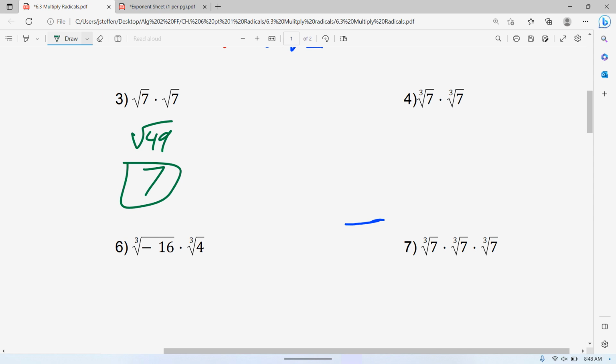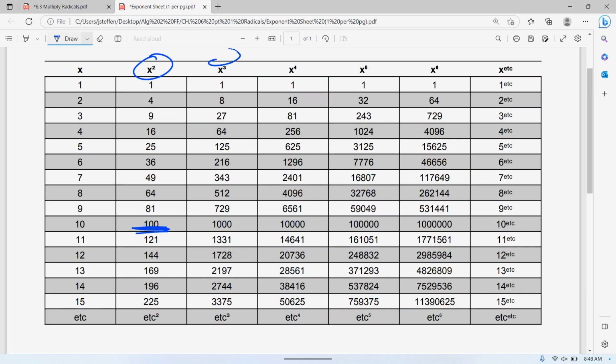Moving on to number 4. This one's a little bit different, and this is one of the reasons why I tell you guys to show your work, is because with number 4, people see this and say just 7. Well, it's not, because it's not the square root of 7. It's the third root of 7. So the third root of 7 times the third root of 7 is just the third root of 49, and I don't think we can reduce that at all. 49 and 27 doesn't work, and 8 doesn't work, so that's as reduced as I can get.